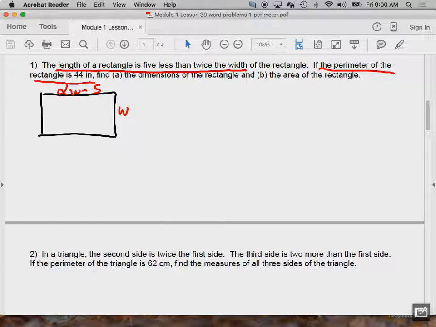Okay? Now, in a rectangle, aren't the sides across from each other congruent or equal? Yep. So if this is W, this is W, that's 2W minus 5, what's this? 2W minus 5.